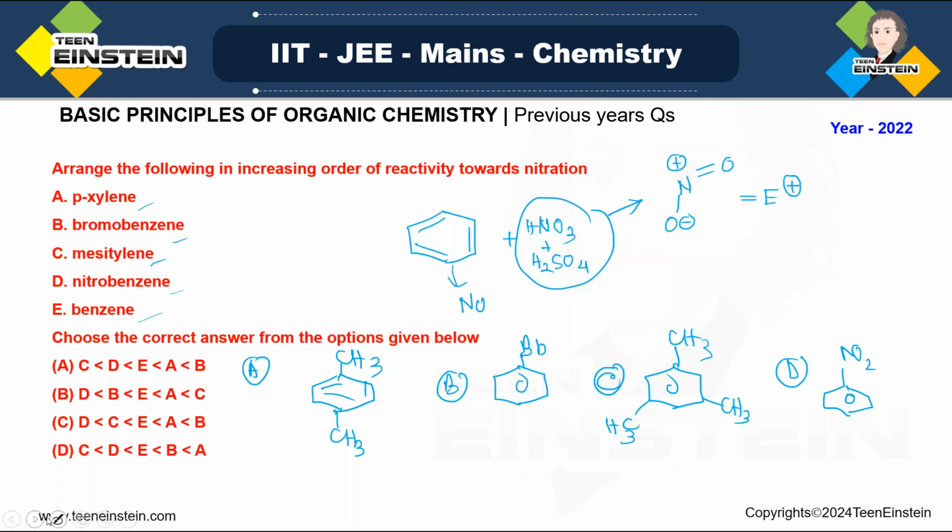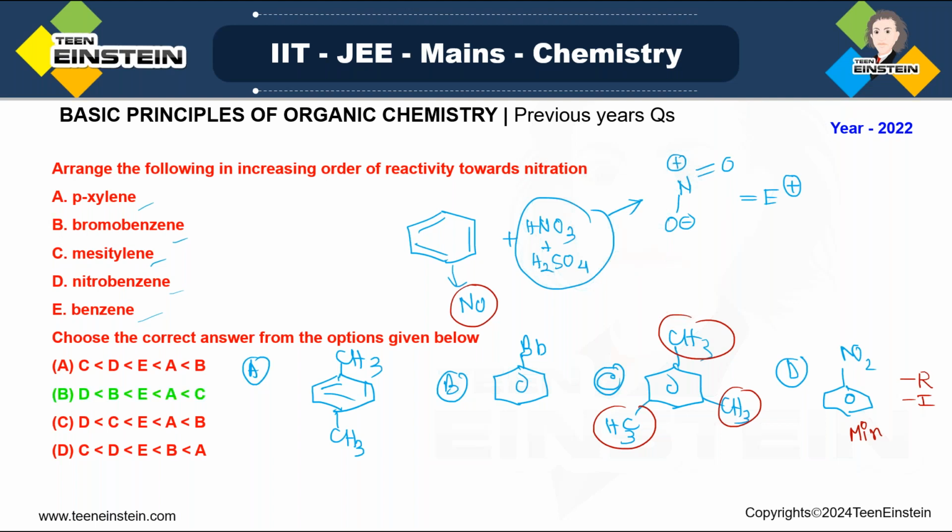Okay. Now, if we check in which case the maximum electron density is increased: the methyl group is a donating group, and here we have a total of 3 methyl groups. So it should show the maximum increase in the nucleophilicity of the benzene ring towards the NO2 plus electrophile, right? And this should be minimum, because the NO2 group shows a minus R effect as well as a minus I effect, both. So it will decrease the electron density and decrease the nucleophilicity of the benzene ring. So this should be at the minimum. So D minimum, C maximum.